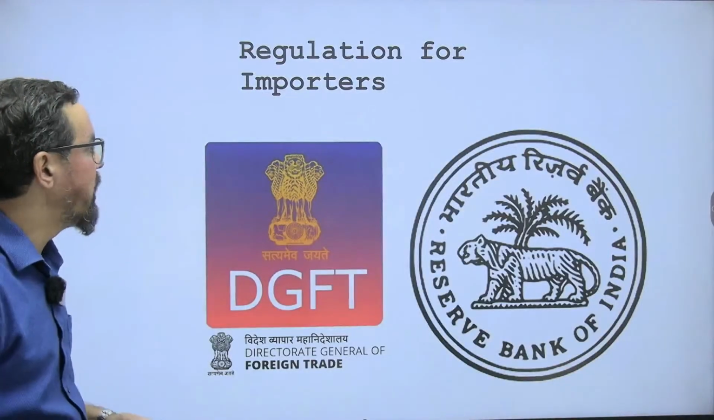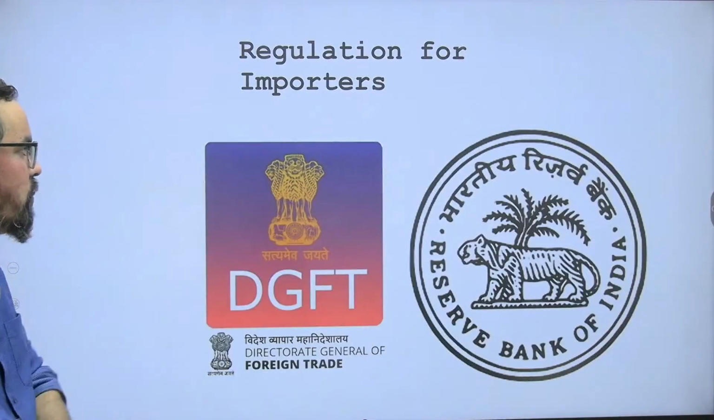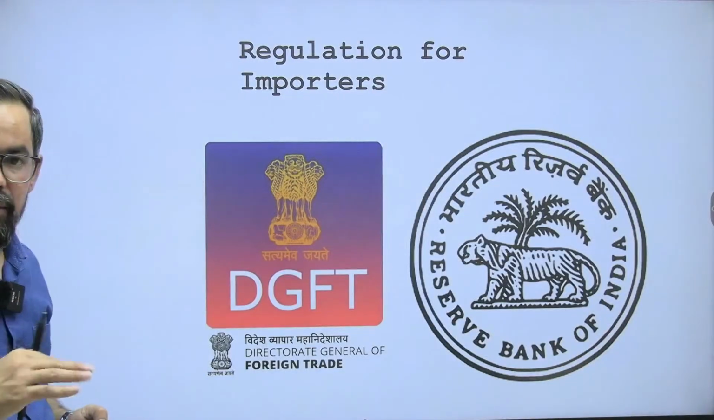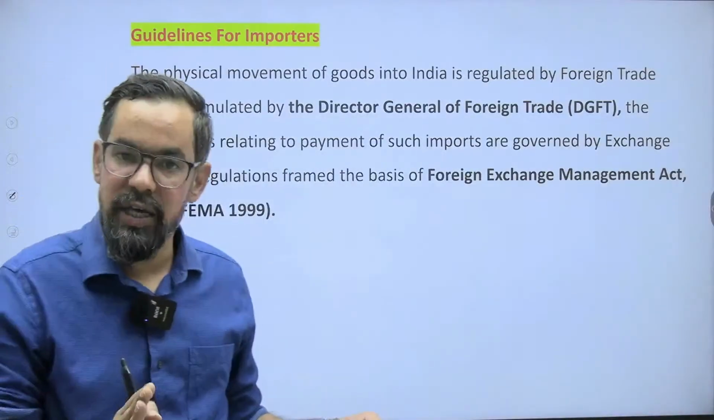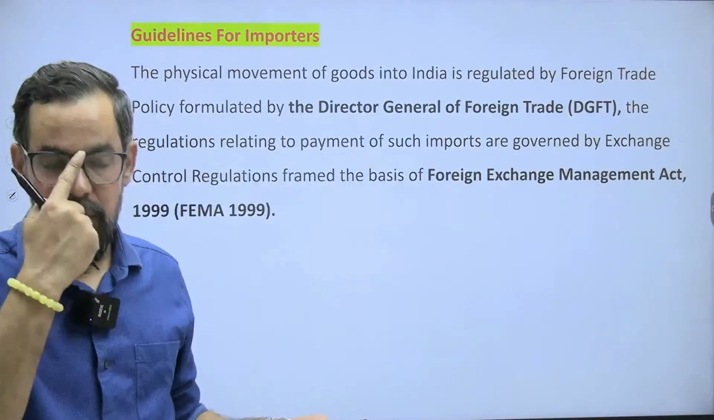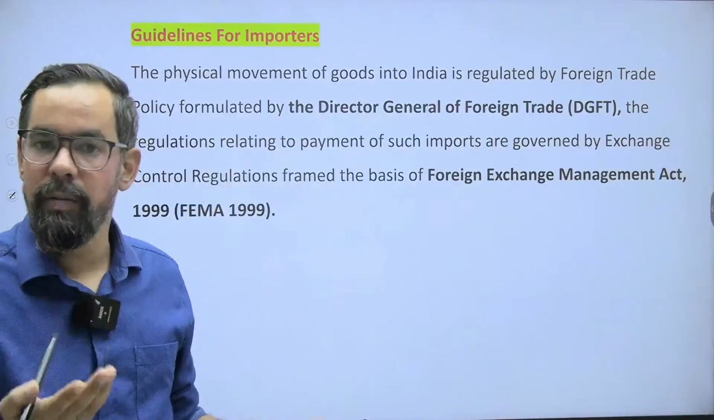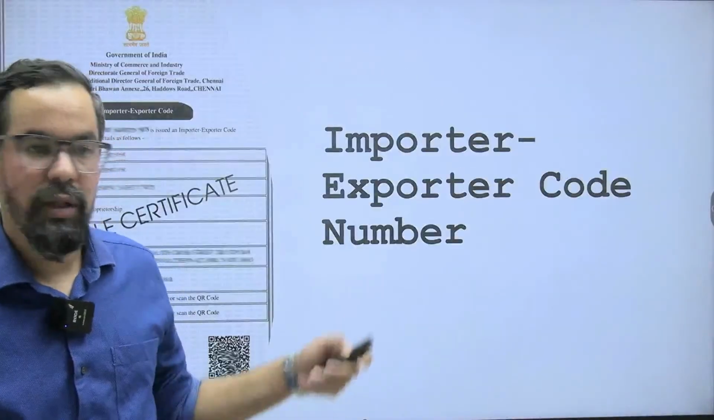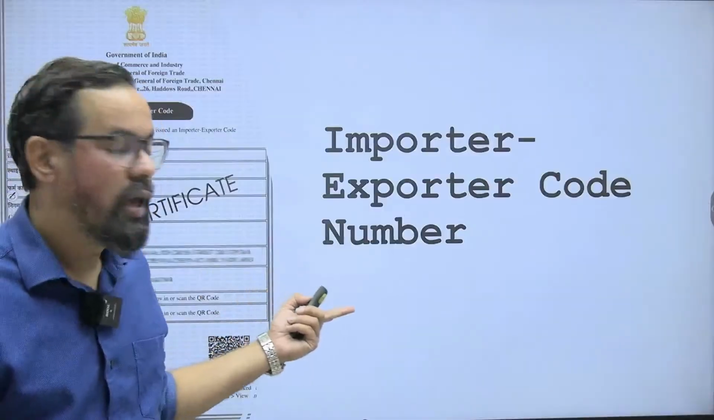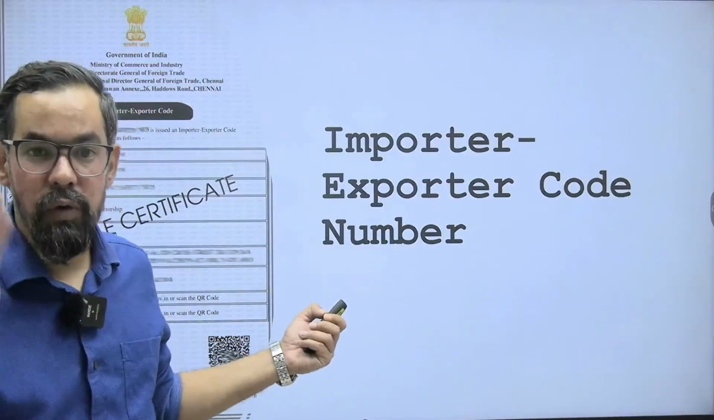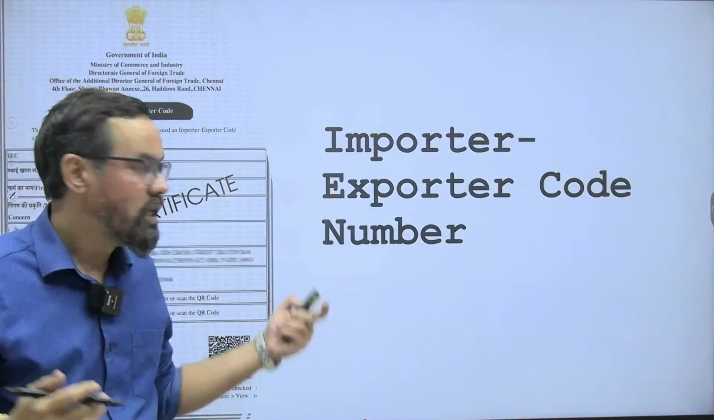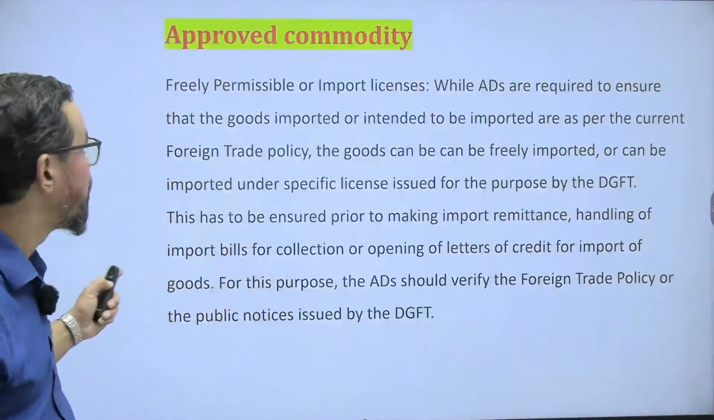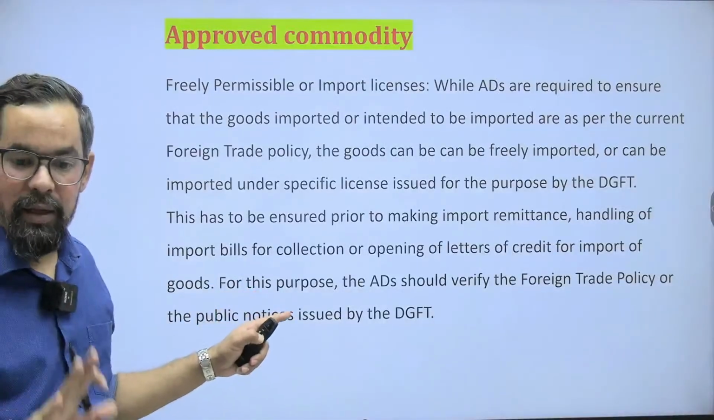Okay, so regulation for importers. We are done with exporters. Again, same, we have DGFT for the import regulations. Then we have RBI, with similar guidelines. They also require IEC, Importer Exporter Code, for any kind of import. Whenever they enter into import dealings, they have to put this number. Approved commodities are by the DGFT itself.